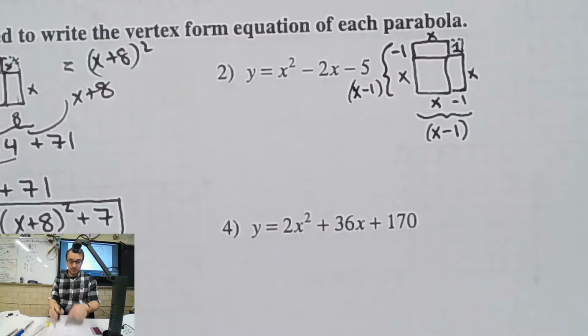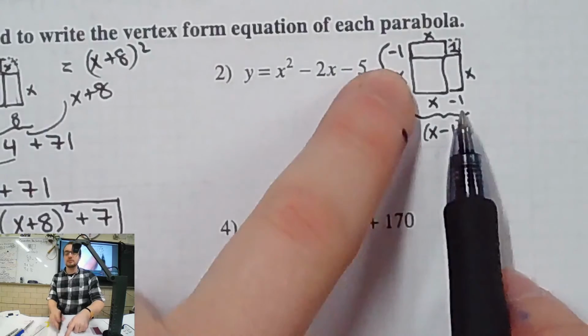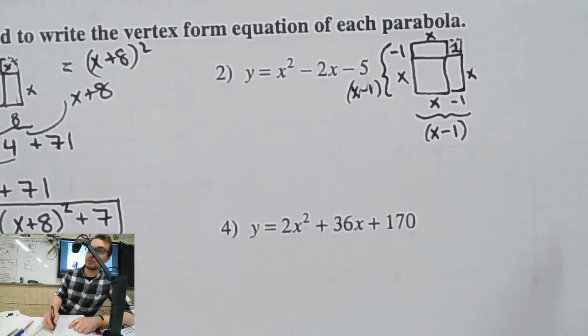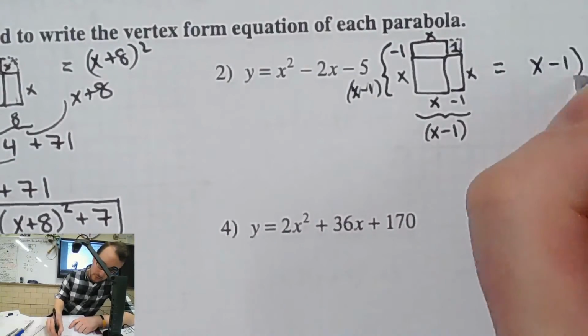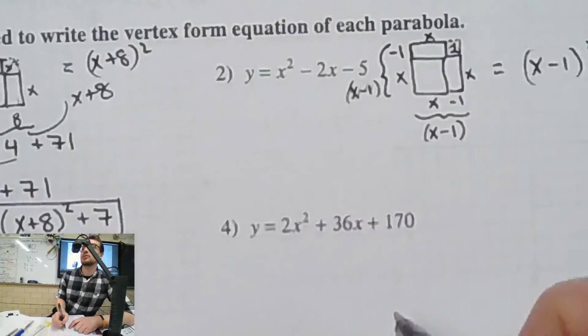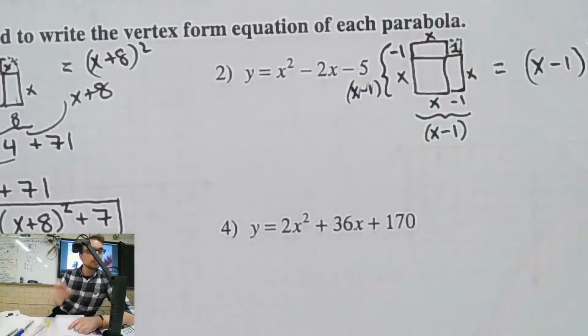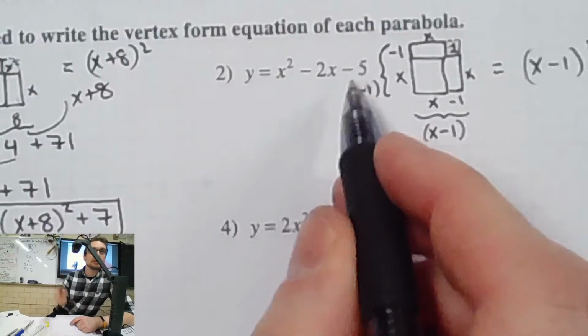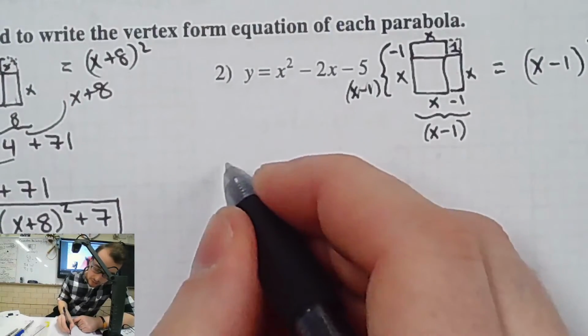I want to see this type of thing, right? Now, if you notice, the dimensions of our square are x minus 1 and x minus 1, right? So it's x minus 1 squared. If I told you the dimensions were 2 by 2, you'd say 2 squared, right? But it's x minus 1, so it's x minus 1 squared. So all of that, except for the minus 5, we didn't pay attention to that, is just going to be x minus 1 squared.